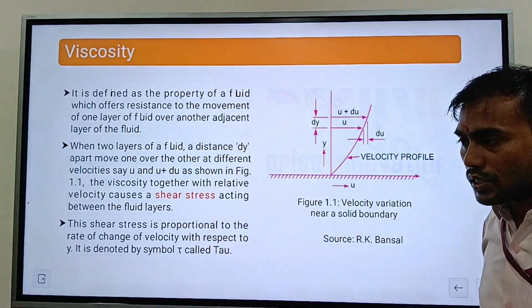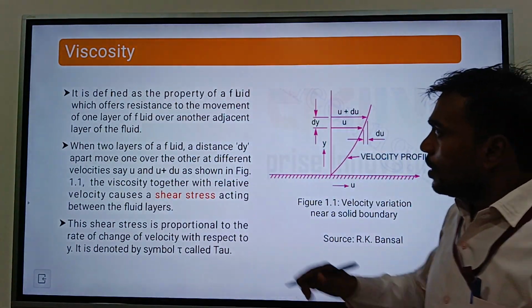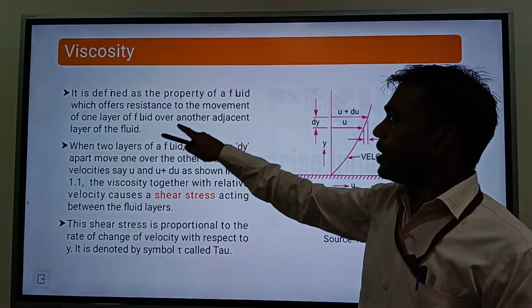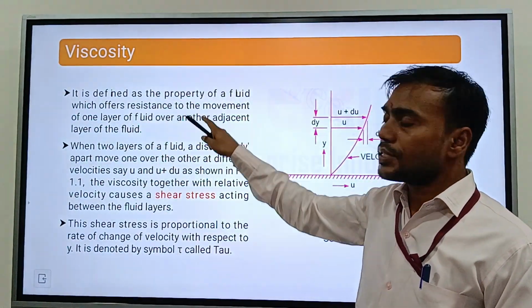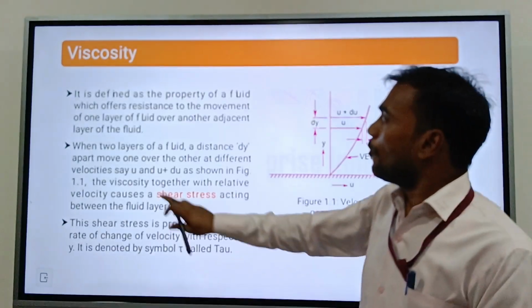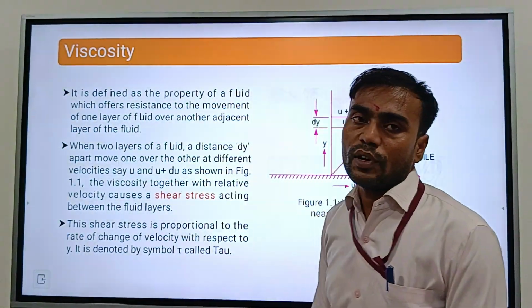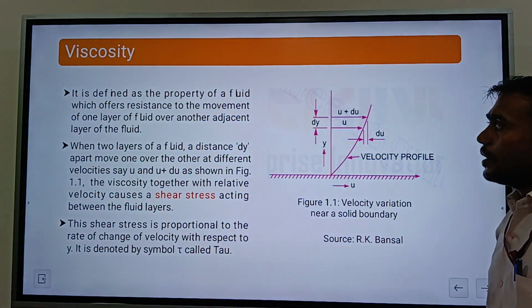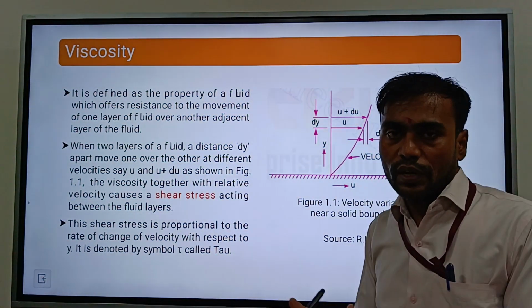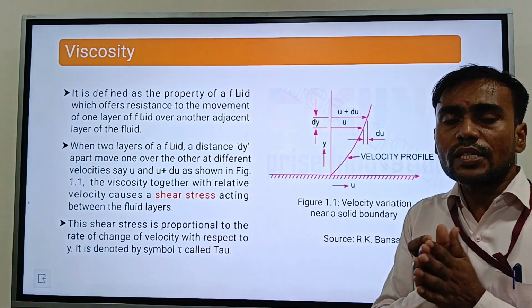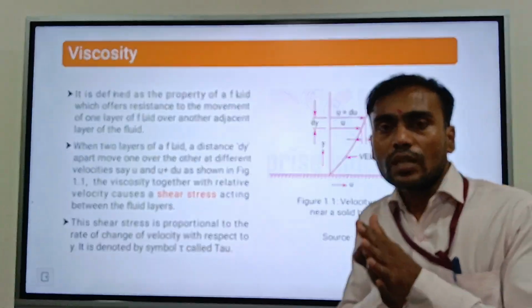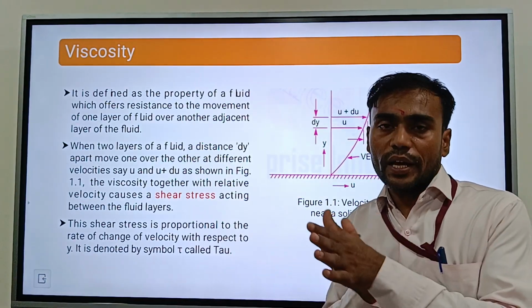So what is the viscosity? Let us discuss. It is defined as the property of a fluid which offers resistance to the movement of one layer of fluid over another adjacent layer of the fluid. Means viscosity is the property of a fluid which offers resistance to the relative motion of adjacent fluid layers.